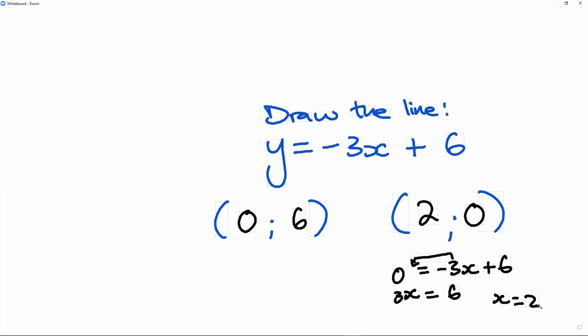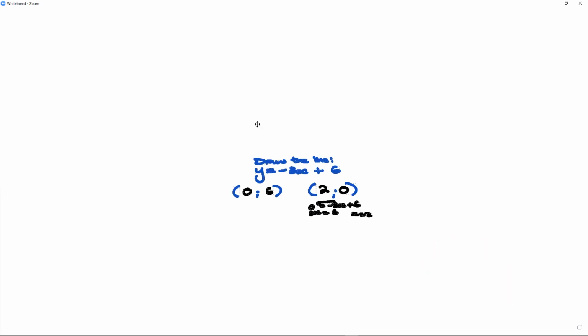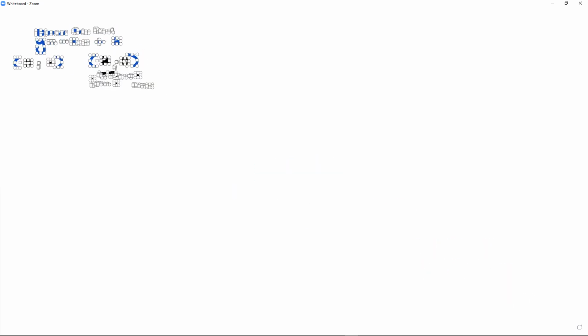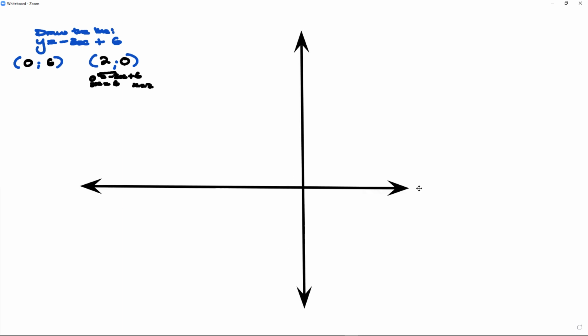Now that I have those 2 points, I'm pretty much done. It's just about plotting it. And plotting is not too bad once you get used to it, right? Actually quite simple. So 0, 6, don't get confused which one goes where. 0, 6, this is going to go up, so 1, 2, 3, 4, 5, 6 units up. And 2 is going to be my x-axis, 6 is my y-axis, and then I'm done.